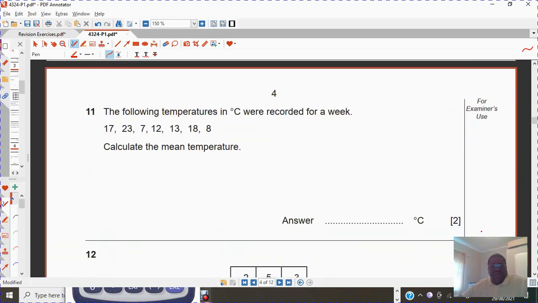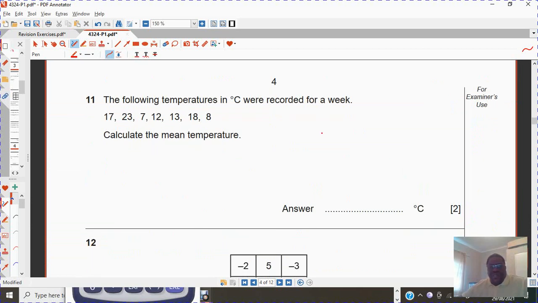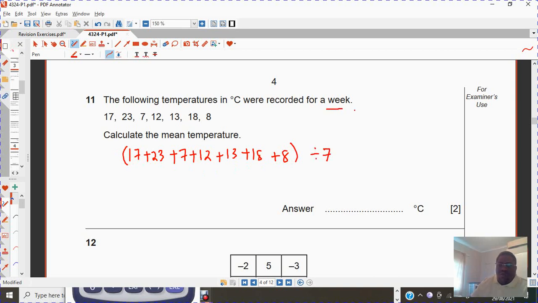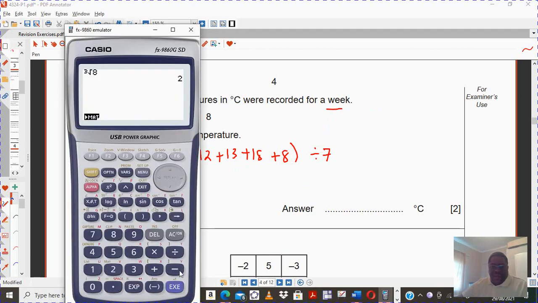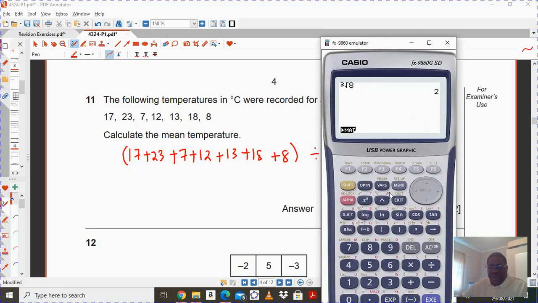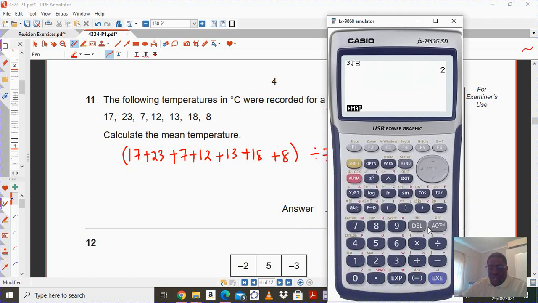Question 11, you have got the following temperatures in degrees Celsius. They were recorded in 1 week, so that must be 7 days, right? So you just make sure that you get it. The mean means you add all of them and you divide by 7. So this is nothing but 17 plus 23 plus 7 plus 12 plus 13 plus 18 plus 8. All of these, then you divide by 7 because we're talking about the week there. Again, you can take out a calculator so you don't make a mistake, just so that you can have everything in order.